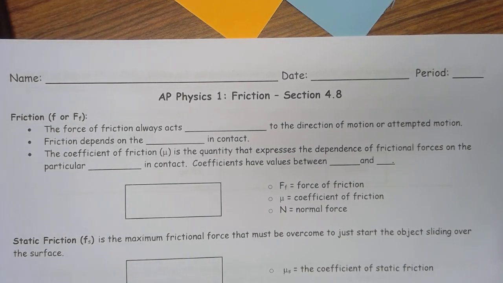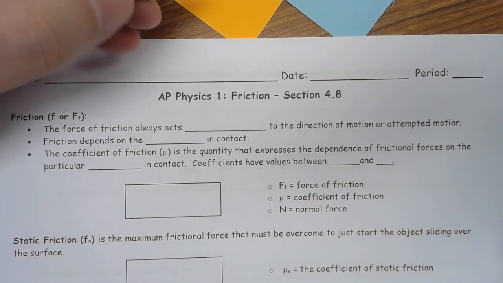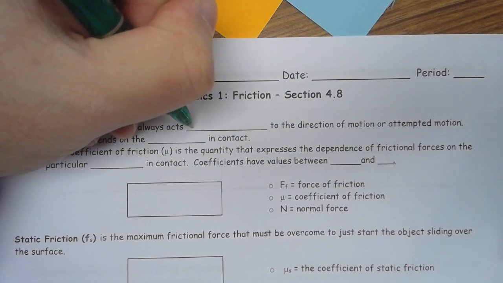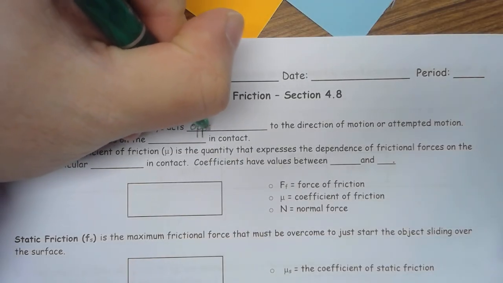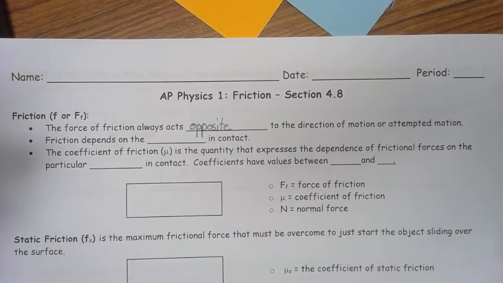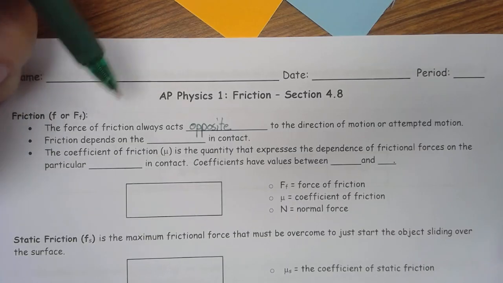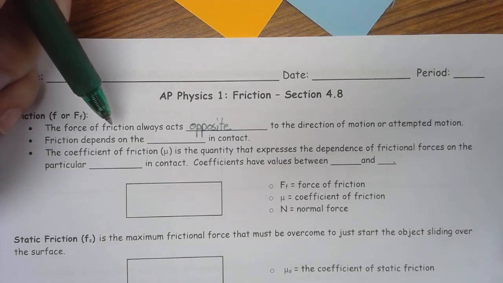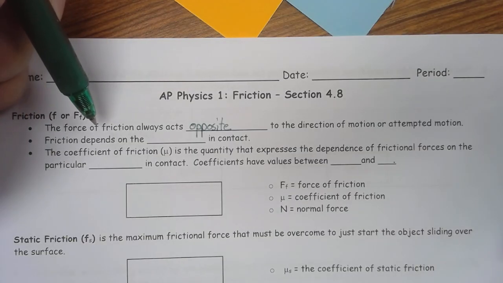Alrighty, so friction just complicates what we know a little bit. Not too bad. That friction always acts opposite to the direction of motion or attempted motion, right? And so what ends up happening is friction is a force. It will change the acceleration, how things accelerate.